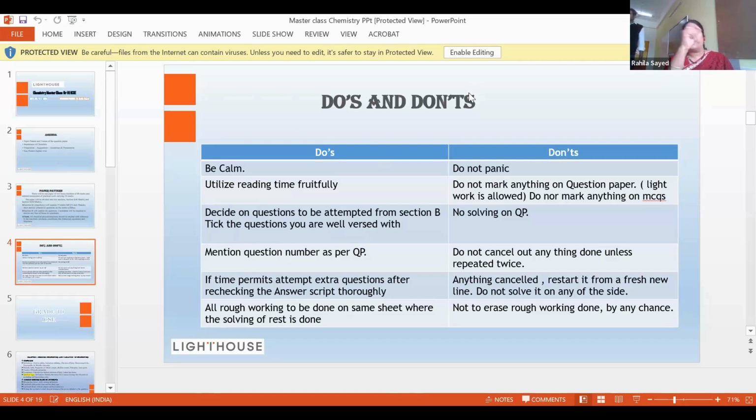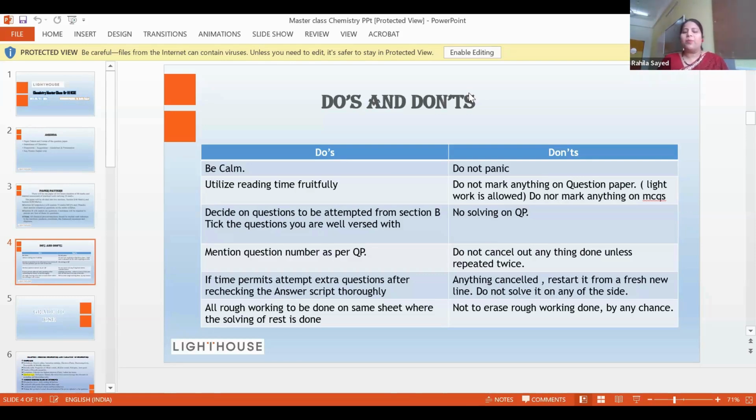You have a habit of writing the wrong question number and then you start solving some other question. So the question number and the answer that you have solved don't match. So avoid doing that. Please mention the question number properly. Do not cancel out anything that you have written unless it is repeated twice. Even if you have written it with a pencil, do not cancel it, do not erase it.